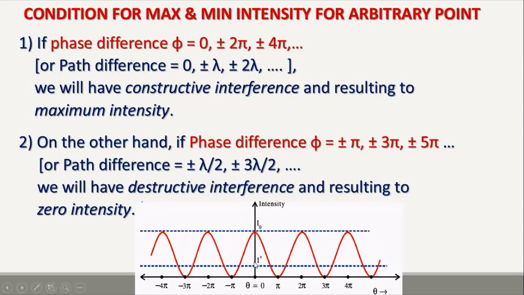In this way, the central bright region is surrounded by alternate dark and bright regions for the values of 0, pi, 2 pi, 3 pi, 4 pi on the right side, then minus pi, minus 2 pi, minus 3 pi and minus 4 pi on the left side. In this way we can have the condition for maximum intensity and minimum intensity for any arbitrary value.